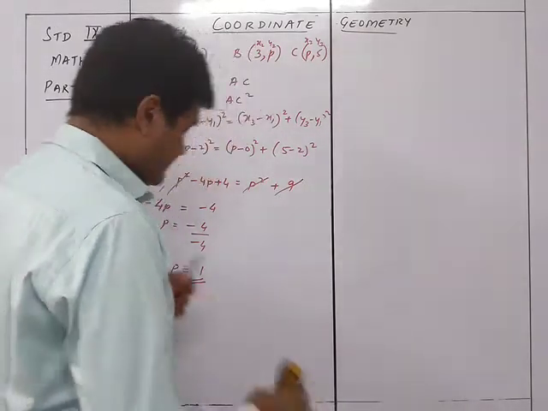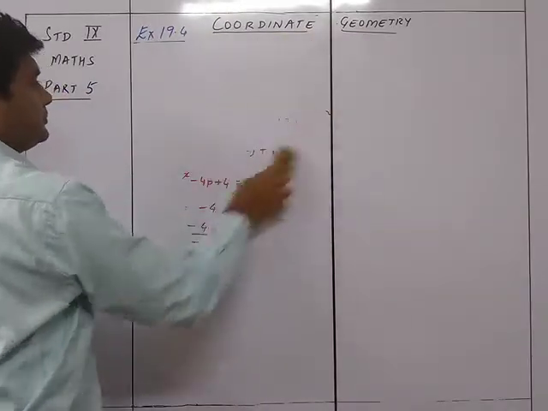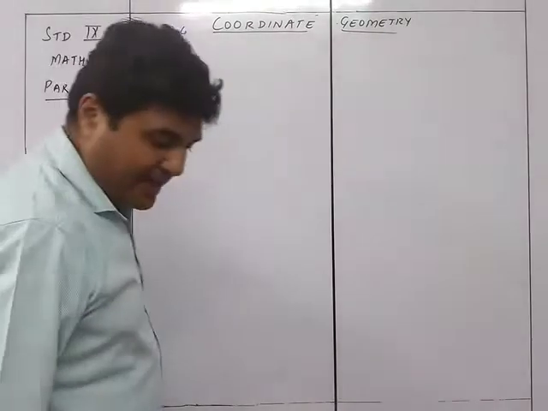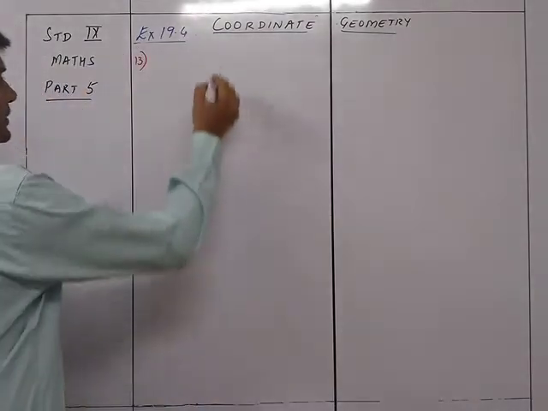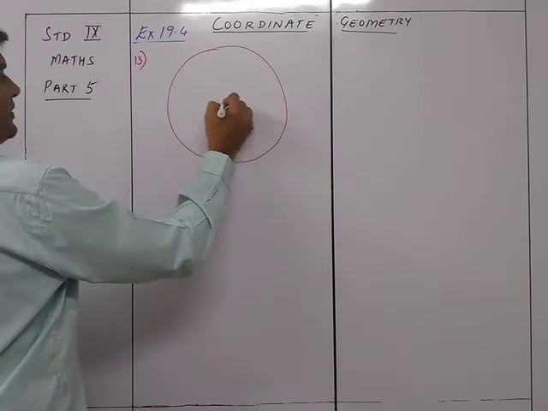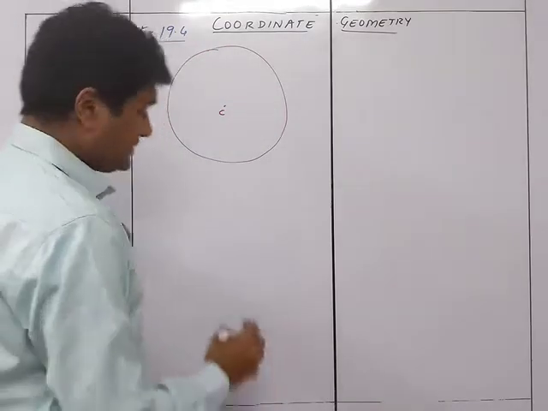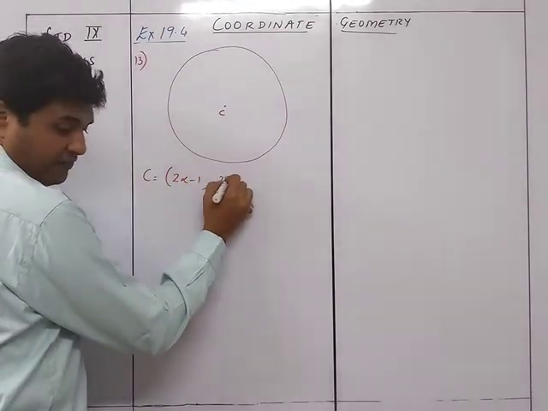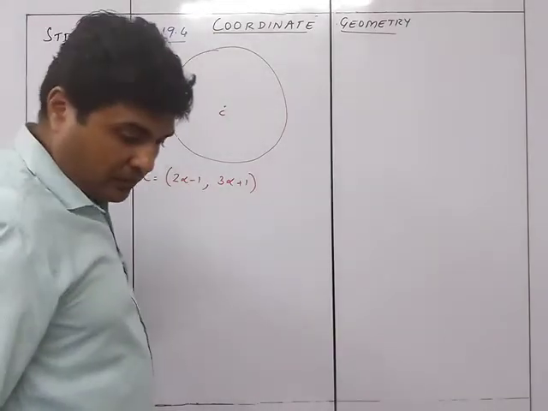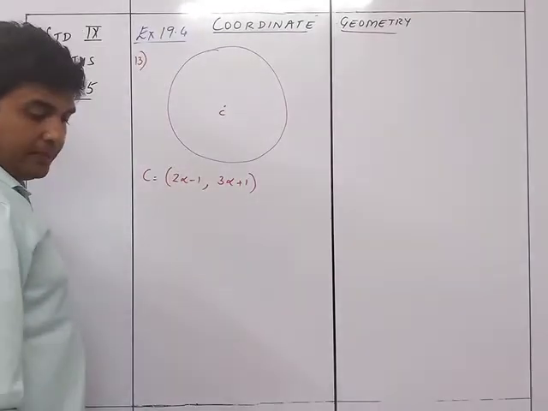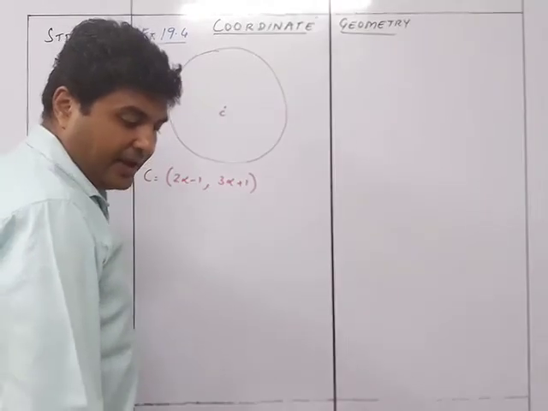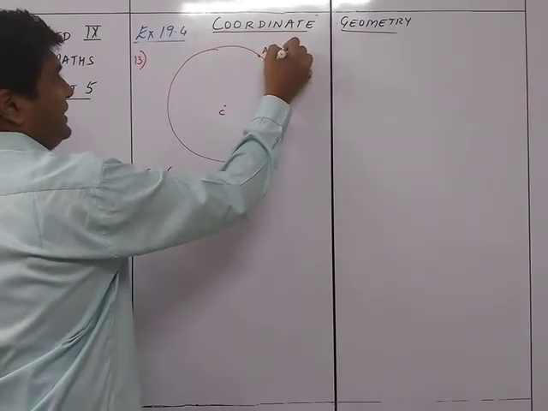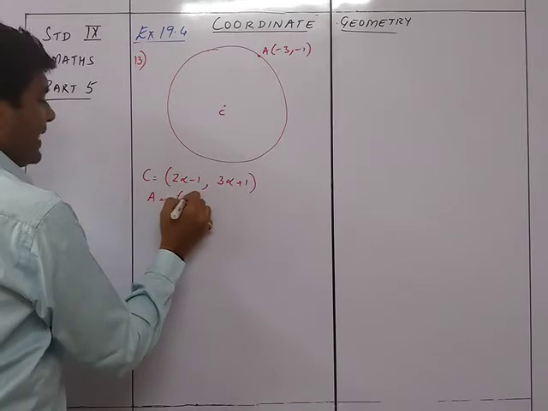Okay, the sum number 13. In sum number 13, it is given that the center of the circle C, so if this is a circle, the center of the circle C is given as C is equal to (2 alpha minus 1, 3 alpha plus 1). And it passes through a point A, which is here, A is (minus 3, minus 1).